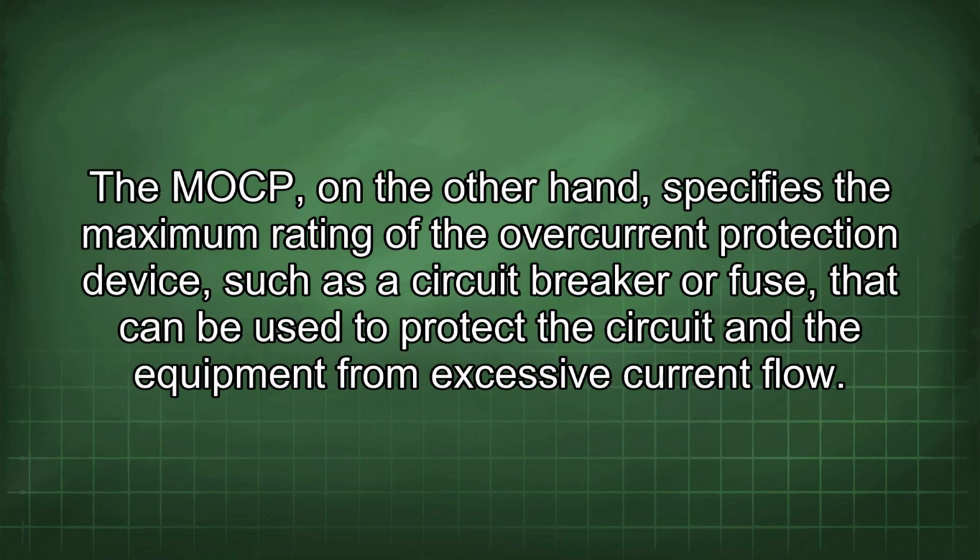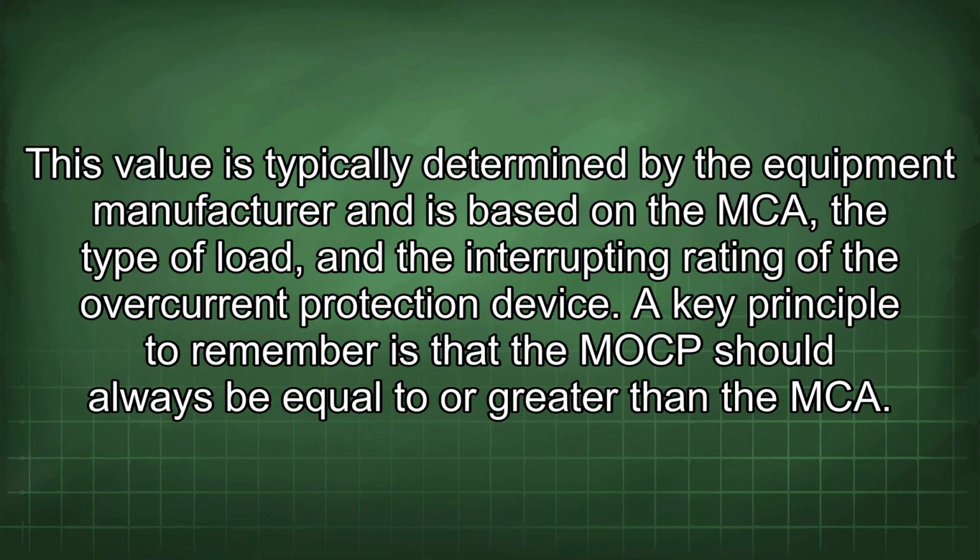The MOCP, on the other hand, specifies the maximum rating of the overcurrent protection device, such as a circuit breaker or fuse, that can be used to protect the circuit and the equipment from excessive current flow. This value is typically determined by the equipment manufacturer and is based on the MCA, the type of load, and the interrupting rating of the overcurrent protection device.